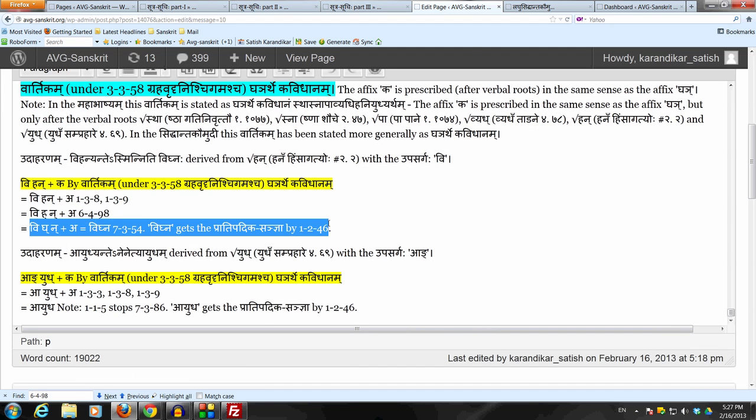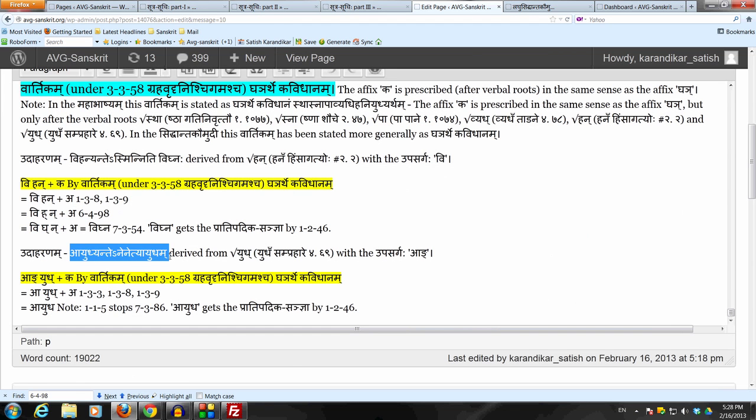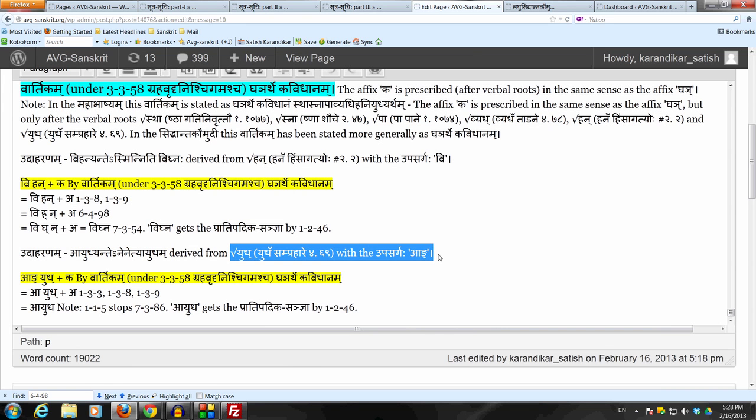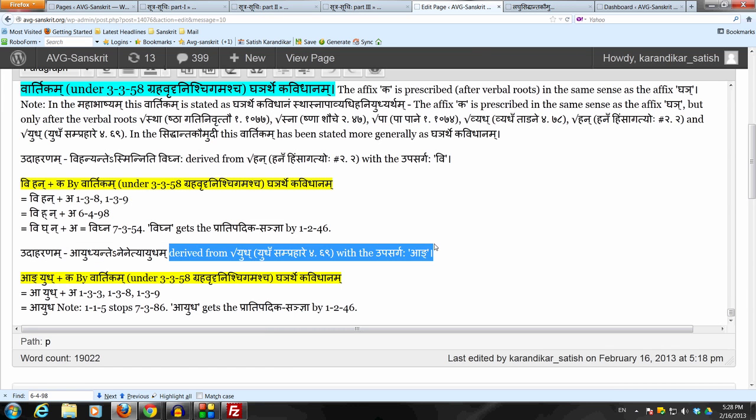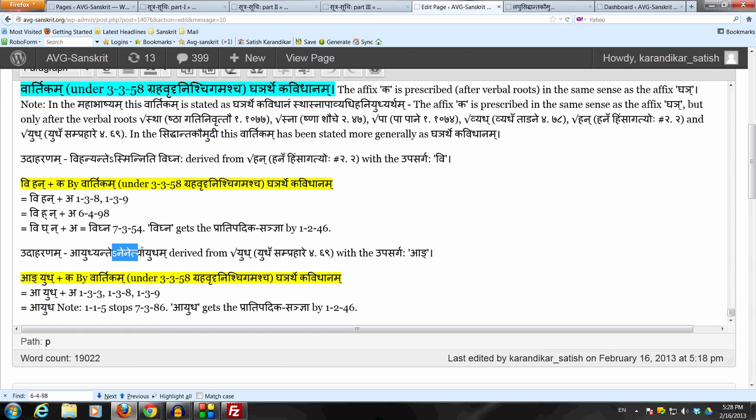Let's take a second example here. Ayudhyante Anena Iti Ayudham, derived from the verbal root Yudha, which is Yudha Samprahare, Divadiganaha, with the upasargaha Ang. So that by means of which, using which people fight. So it is an instrument for fighting. So it is a weapon. You're also using the anuvritti of 3319, which is akartricha karake sanyayam. Here it is karane, the sense of the instrument. In this case, instrument for fighting. So we add this affix ka on the basis of this vartikam.